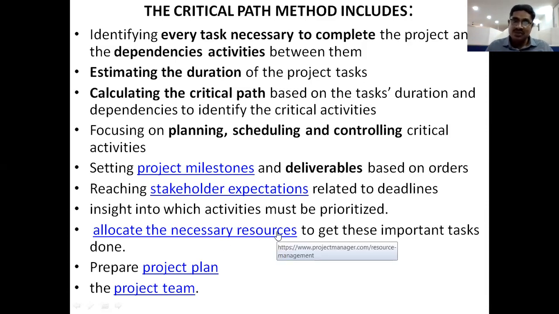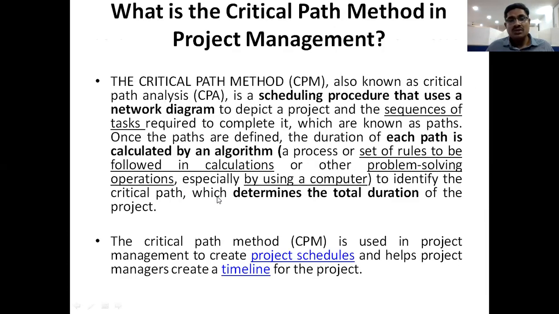Next, coming to allocating the necessary resources. Necessary resources means the five M's: money, men, materials, machines, and methods. By using these resources, we can complete our tasks in a simple way. And next, prepare the total project plans, and finally select a suitable team, give them proper training and proper compensation, and check the performance of each and every person involved in our projects, in our team. This is all about project management.